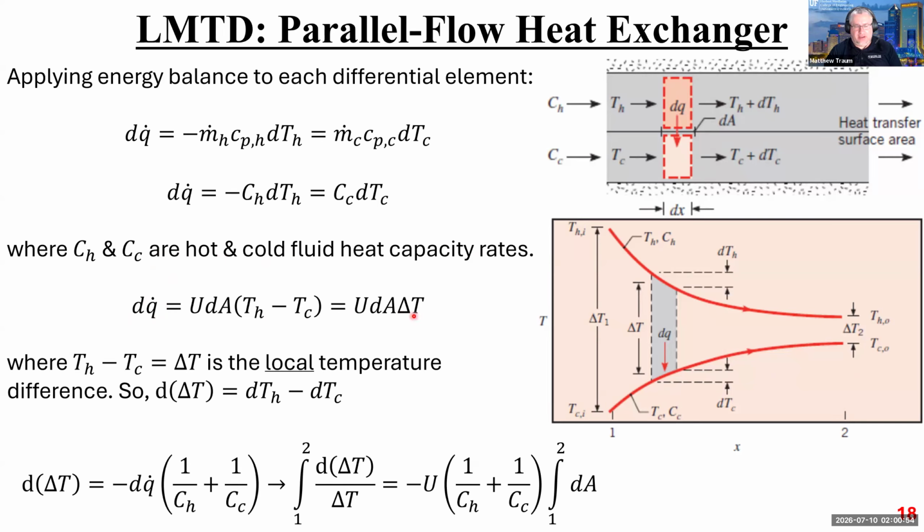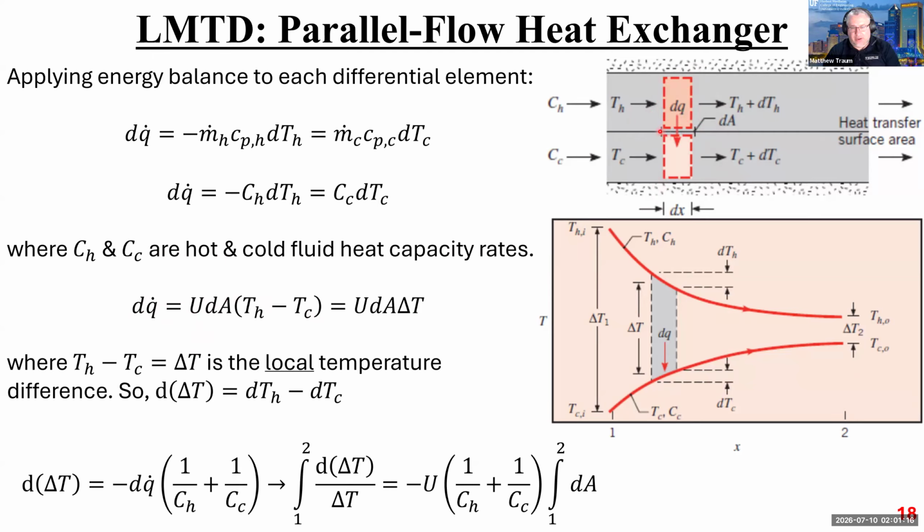Okay, so this is now the equation, right? So we've got differential heat, which is equal to some local U multiplied by dA, so basically the cross-sectional area through which heat transfers from the hot fluid element to the cold fluid element.